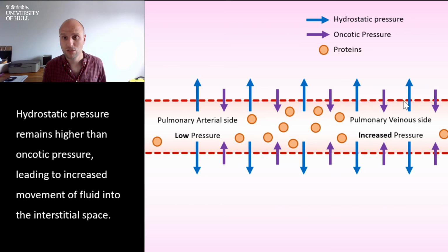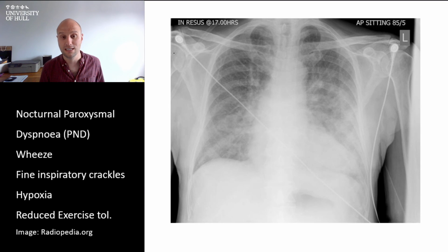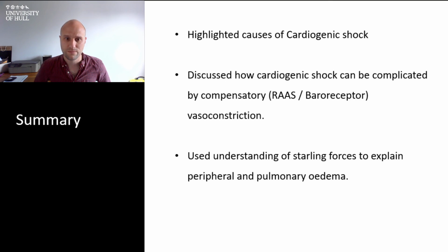there's increased pressure towards the venous end of those capillaries, and so there's still fluid being forced out into the tissues, and there's not more fluid being returned to the vessels, and so you get fluid collecting in the tissues, and this would be responsible for the wheeze and the fine respiratory crackles that we might find on examination of our patient in acute cardiogenic shock.